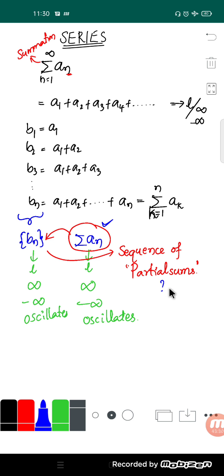Examining the sequence of partial sums is the basic approach, but there are some easier and more advanced techniques to know the nature of the series. So if we become perfect in sequences, series also becomes very easy for us.